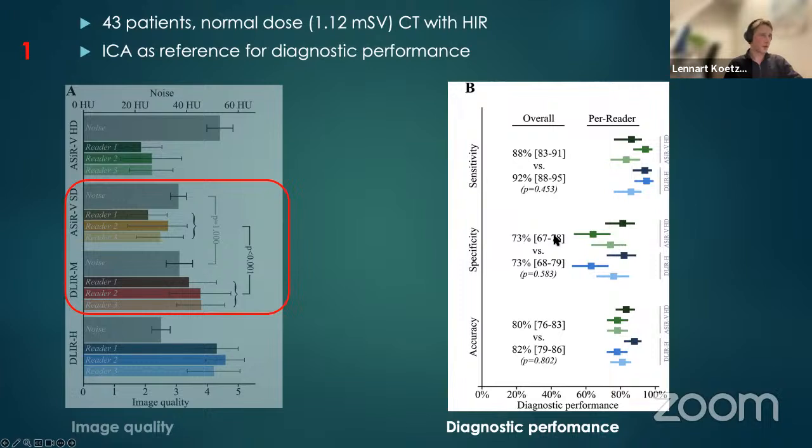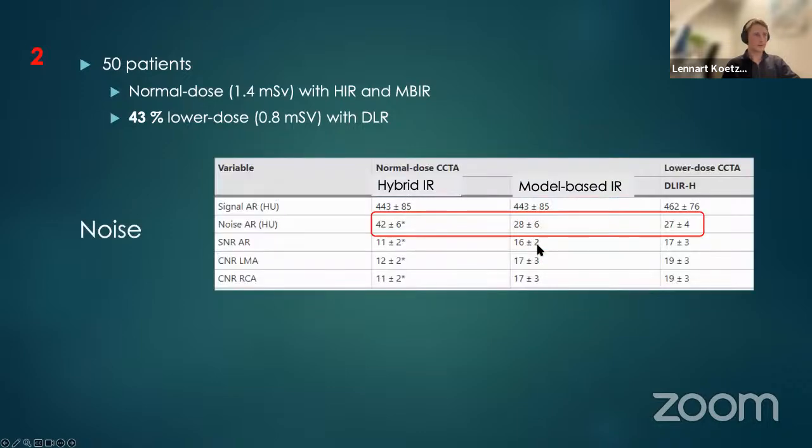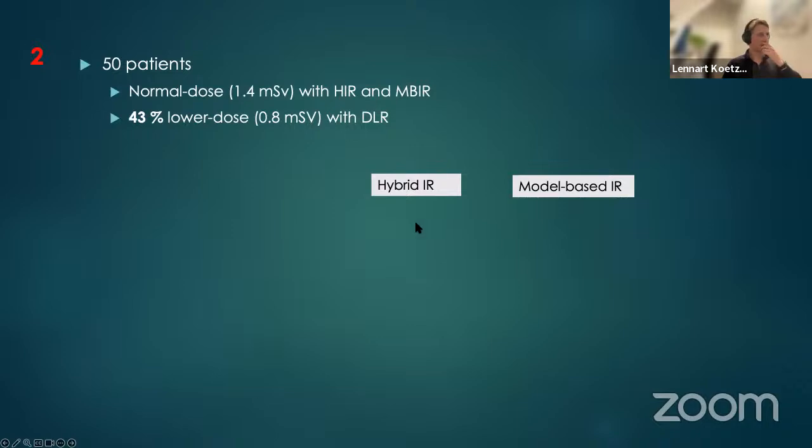However, this group also performed a follow-up study with a lower radiation dose. And in this study, patients were scanned twice, once with the normal dose and reconstructed with hybrid iterative reconstruction and model-based iterative reconstruction, and once with a lower dose and reconstructed with deep learning reconstruction. Let's see what it does with the noise.